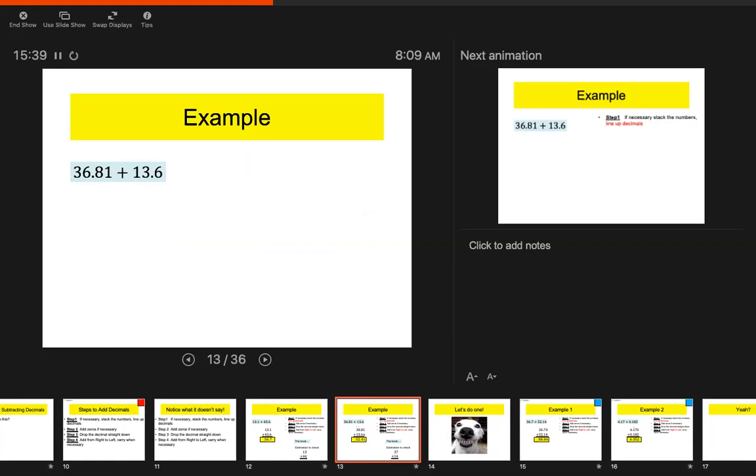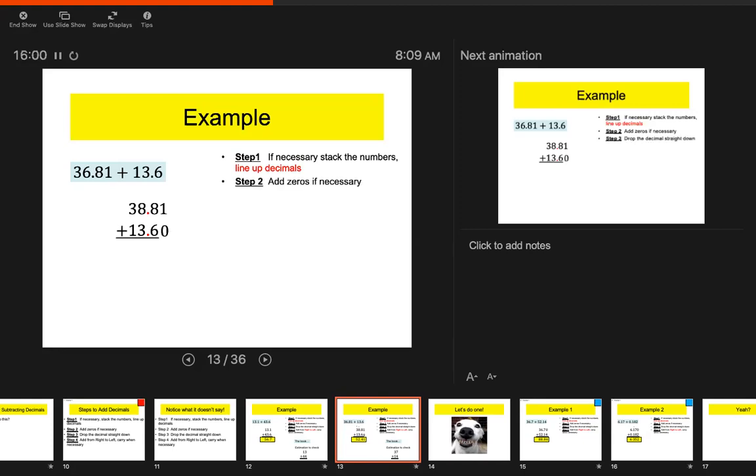It's not a requirement to add zeros, by the way. I add zeros. I think it makes your life easier. It keeps things nice and neat and orderly. So we put the first number on top because I'm lazy, or efficient, and I put the second number on the bottom. Notice I need to add a 0. It says, if necessary, add a 0. I add a 0 because it keeps things nice, neat, and orderly.